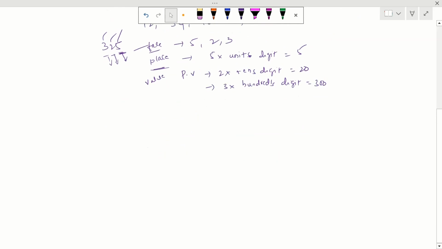Sometimes I will write here a table, right? We have units first and then tens and hundreds. After 100 is 1000, after 1000 is 10,000, and next we will have lakhs, 10 lakhs, crores, 10 crores.